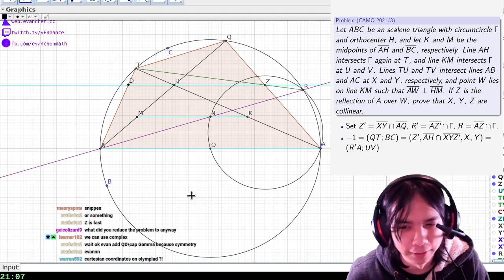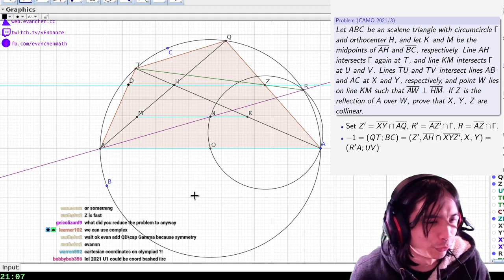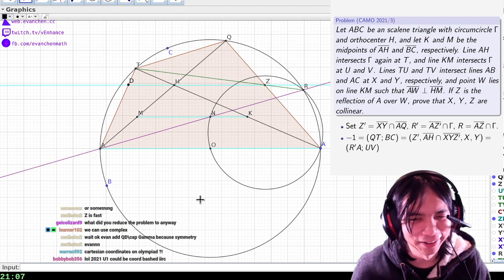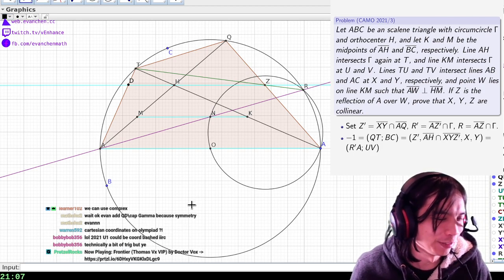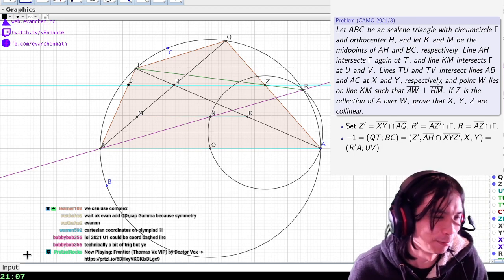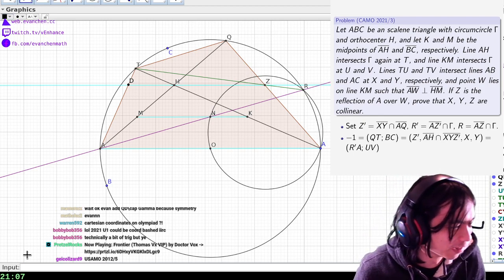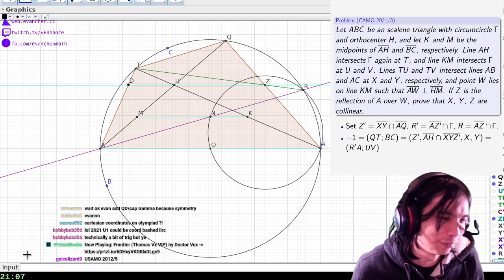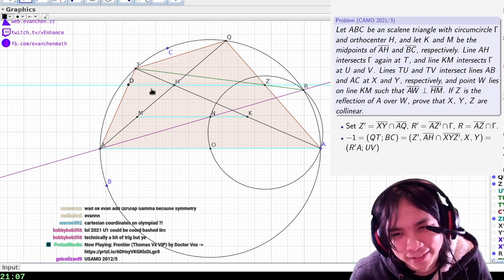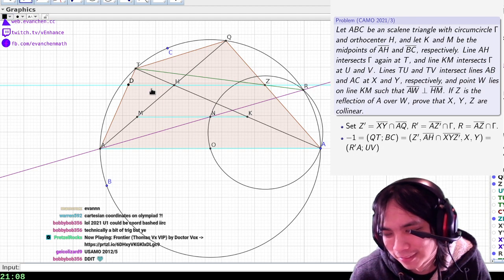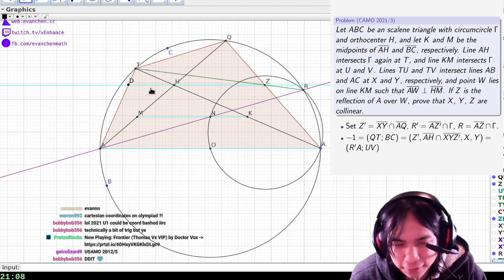Cartesian coordinates on Olympiad. 2021 E1? It could be very slowly. With a bit of trick. I would believe a lot of trick. I don't believe a bit of trick. No, now use the 2012, you can just use coordinates. Yes, Cartesian. Yeah, or you could solve the problem. That works too.